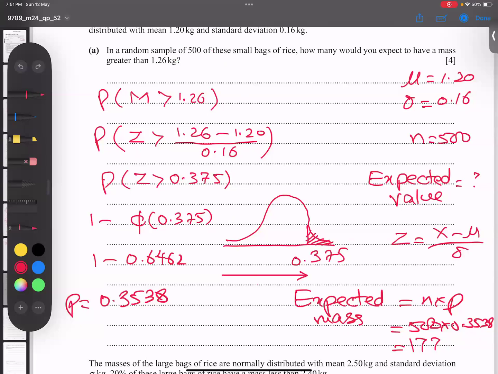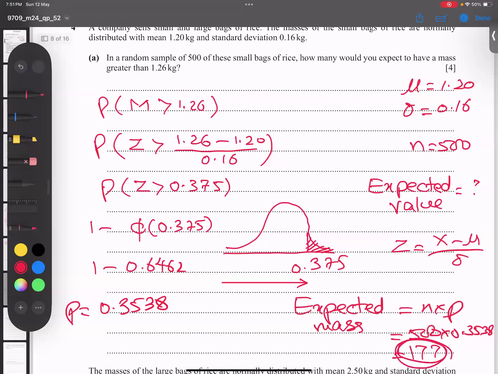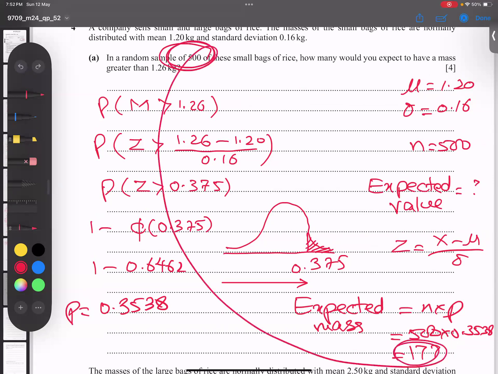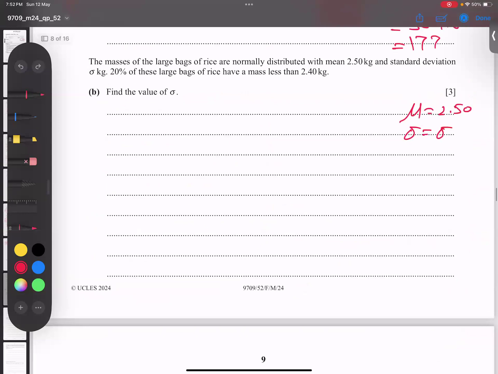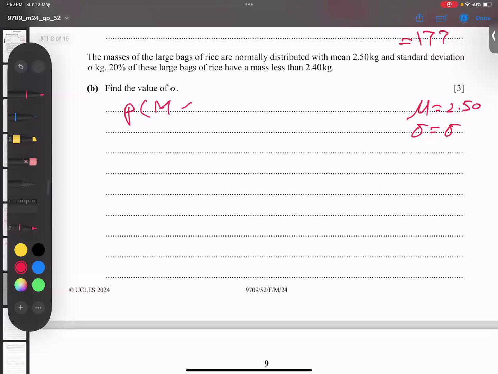177 bags have a mass more than 1.26. I repeat again what this 177 represents, because some students don't understand. Out of a sample of 500 bags, 177 bags have a mass more than 1.26 kilograms. I think now you got the picture very clearly. He said 20% of these large bags of rice have a mass less than 2.4 kilograms. Let's start: how to find the deviation now.